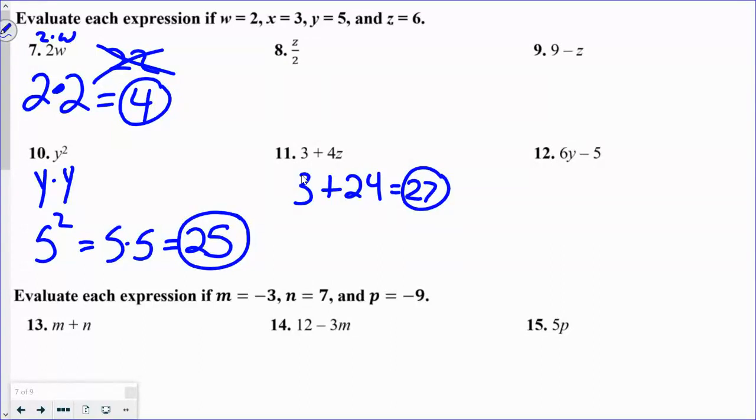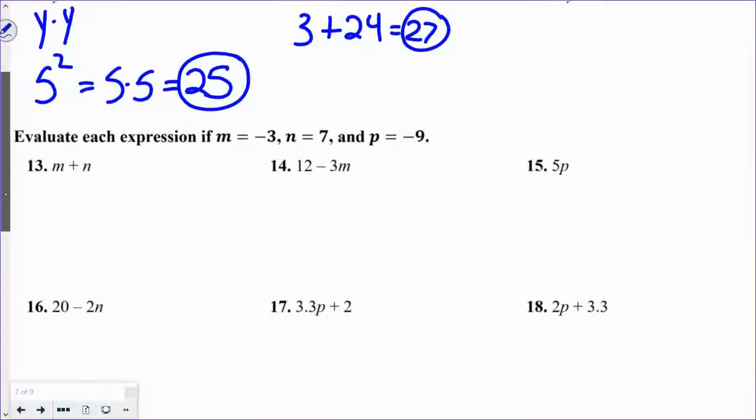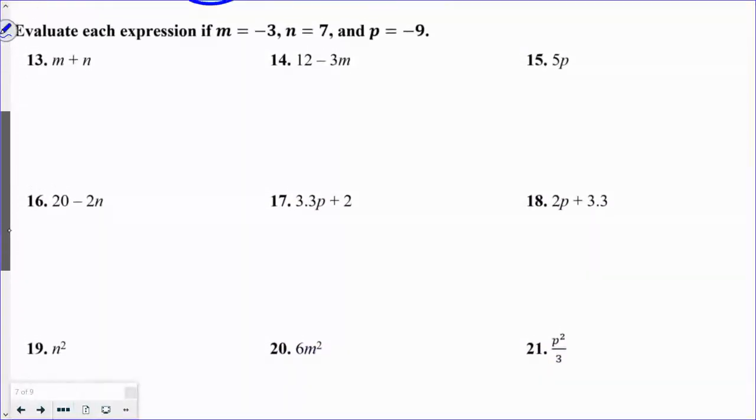And now let's look at some that are down below. Okay, this time we do have a couple negative numbers. So we're going to have to make sure we are careful with those negative numbers. Okay, so the first one says m plus n. So m is this -3 here. That's where I'm getting that number 4. And I'm adding my 7.